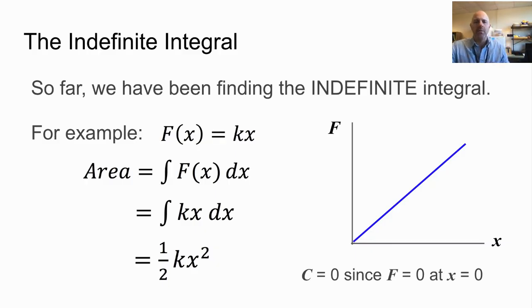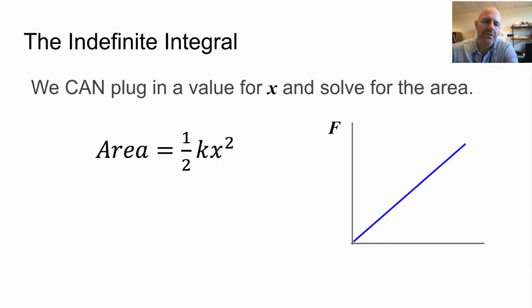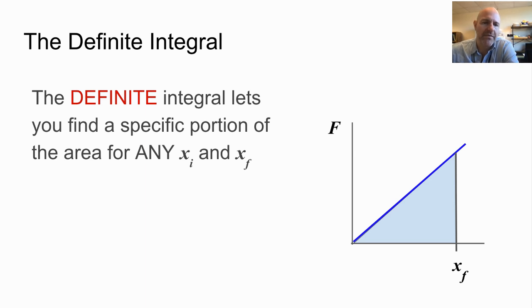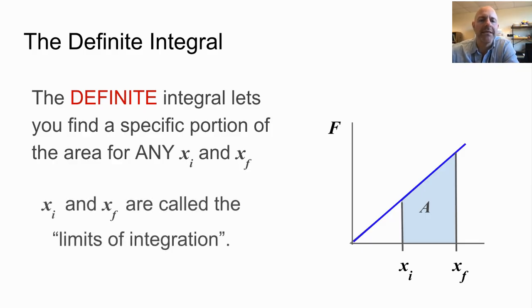Instead of just saying what is happening at the beginning, we can look at a definite section of this integral. So instead of looking for the area of the whole thing, from 0 to x, we could talk about integrating just from one position to another, say from x initial to x final, where x initial is not 0. And that's what a definite integral allows us. We can say that x initial and x final are my limits of integration.